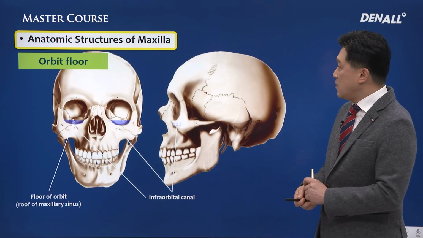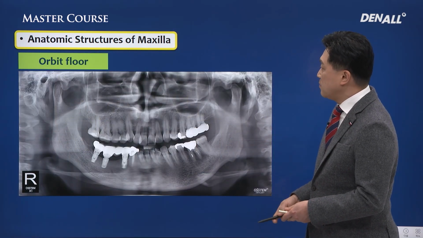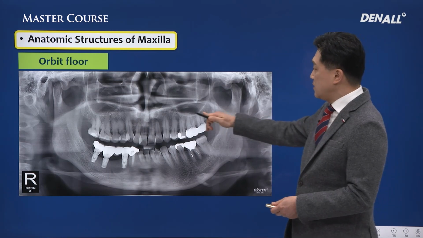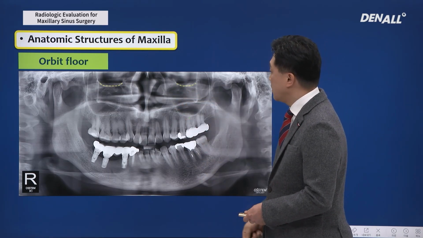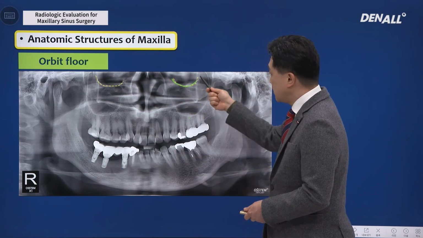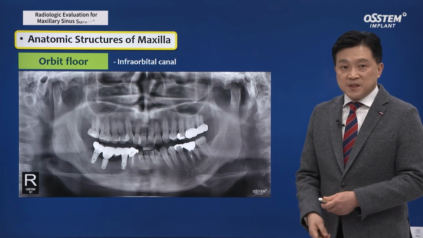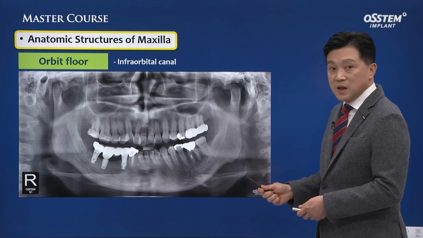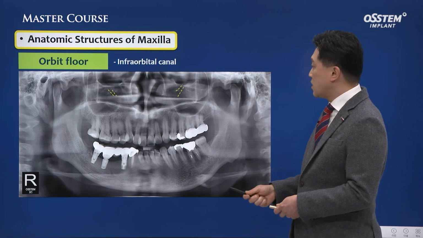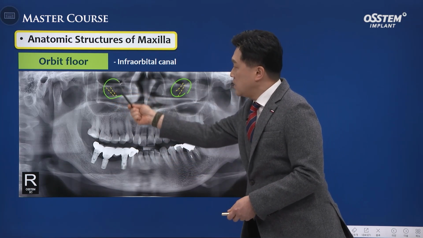Next is the orbit floor. This is very high. We can determine the superior border of the sinus. We can detect the floor of the orbit as shown. At times, we can see it. In other cases, we don't. There can be an infraorbital canal as well.